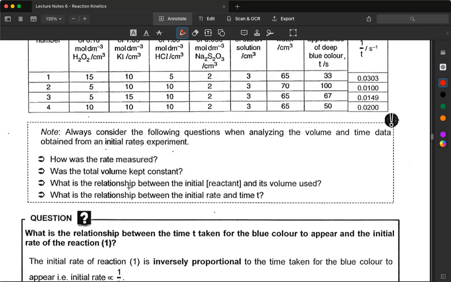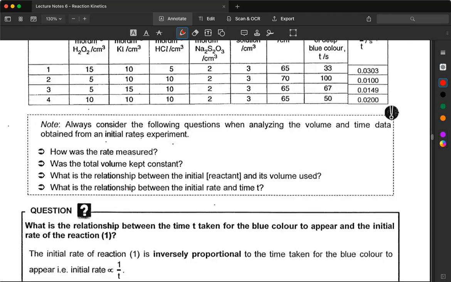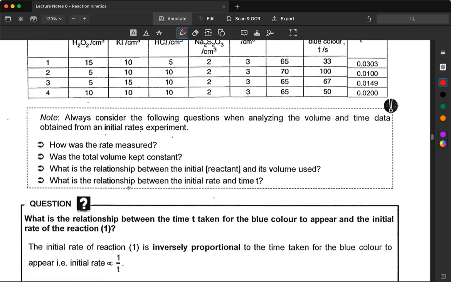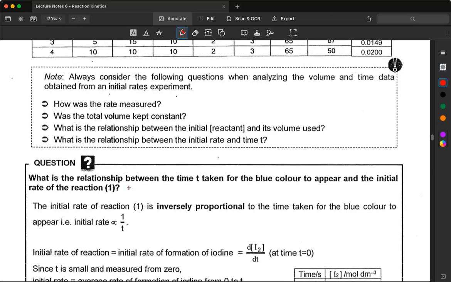What is the relationship between the time taken for the blue color to appear and the initial rate of reaction? The initial rate of reaction is inversely proportional to the time taken for the blue color to appear. So initial rate is directly proportional to 1/T. This is how you relate it.